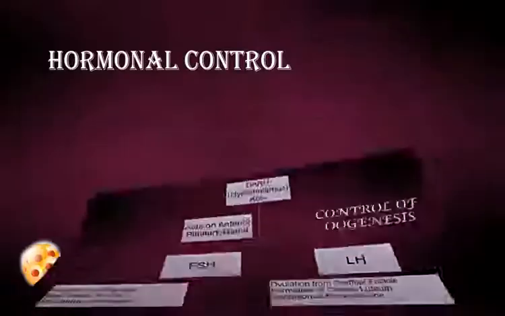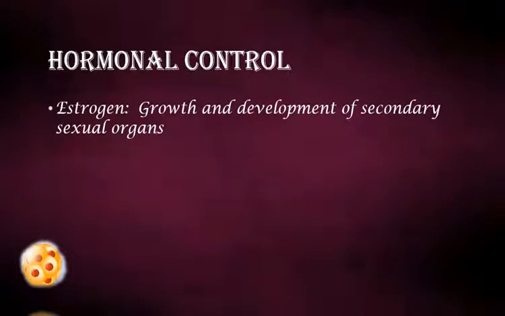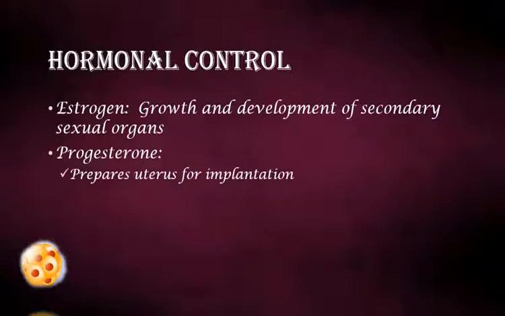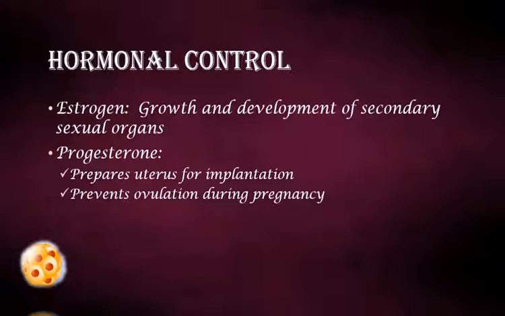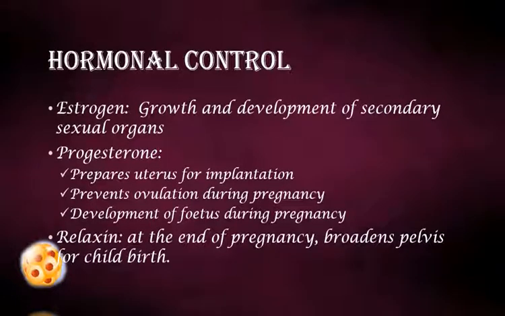These are some of the important hormones of the female reproductive system. Estrogen controls growth and development of secondary sexual organs. Progesterone prepares the uterus for implantation of the fertilized ovum or zygote, prevents ovulation during pregnancy, and supports development of the fetus during pregnancy. Then there is relaxin, which is released at the end of pregnancy, and it broadens the pelvis for childbirth.